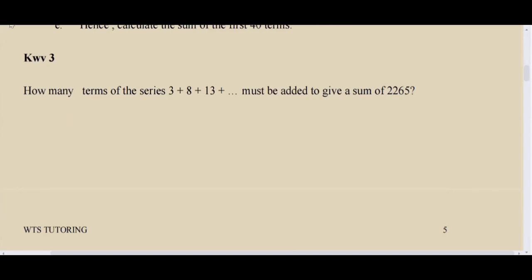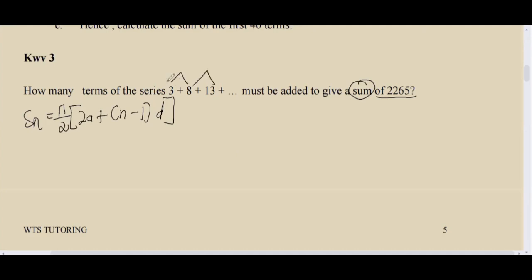Exercise 3. How many terms of the series 3, 8, 13 must be added to give a sum of 2,265, right? So keyword sum. Once they mention sum, and then we know that this is an arithmetic sequence, what we have to do is just write the formula Sn is equal to n over 2, and then 2a plus n minus 1, and then d, right?